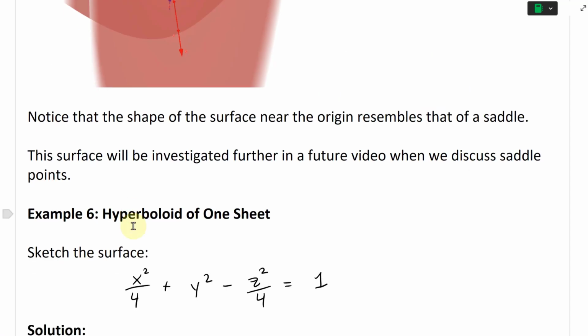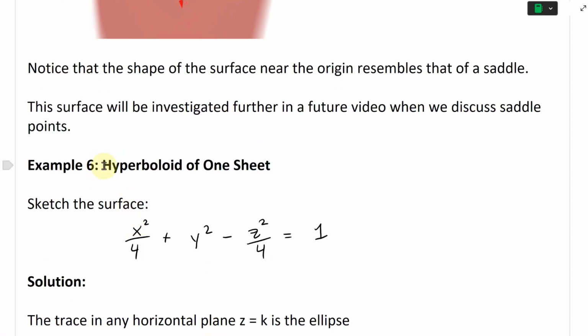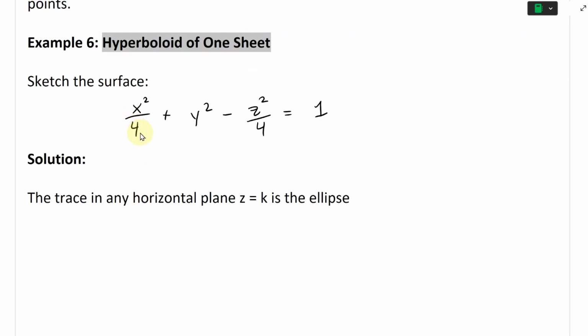All right, and now let's continue further and look at example 6. And this is a hyperboloid of one sheet. So we're asked, sketch the surface x squared divided by 4 plus y squared minus z squared over 4 equals 1. All right, so let's take a look at the solution.